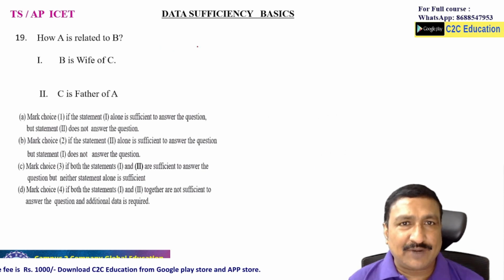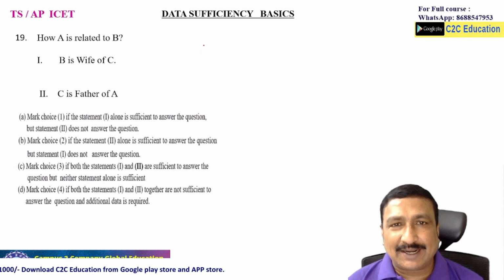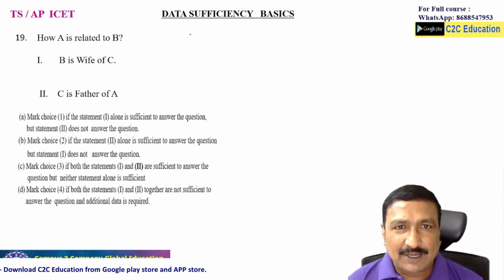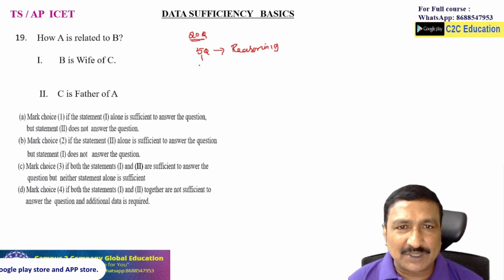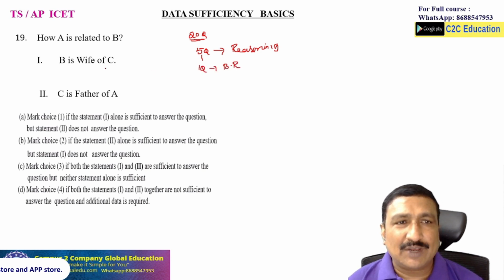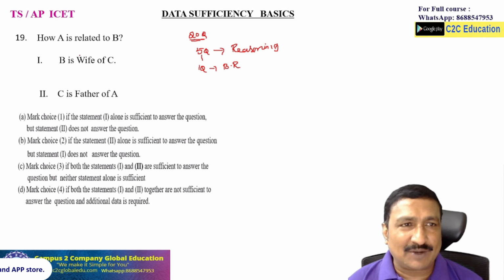Now look at this question, friends. This is blood relations. If you look at the data sufficiency 20 questions, out of 20 questions, 5 questions they ask from the reasoning topics. Out of these 5 questions, 1 question is compulsory from blood relations. Okay now friends, we have to focus on blood relations perfectly.